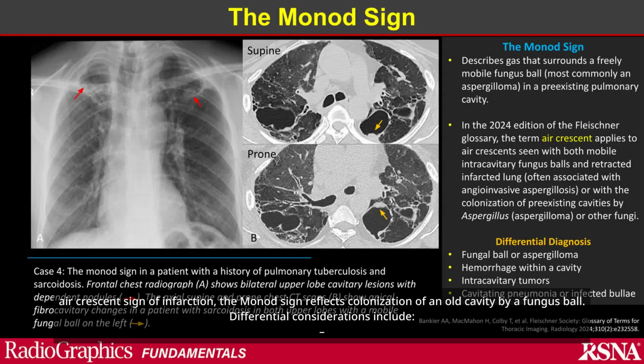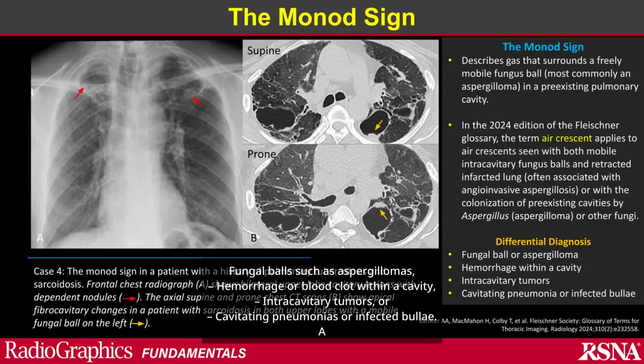Differential considerations include fungal balls such as aspergillomas, hemorrhage or blood clot within a cavity, intracavitary tumors, or cavitating pneumonias or infected bullae. A representative case: in a patient with prior tuberculosis and sarcoidosis, bilateral apical cavities are present. CT confirms a mobile fungal ball, outlined by air, producing the monad sign.